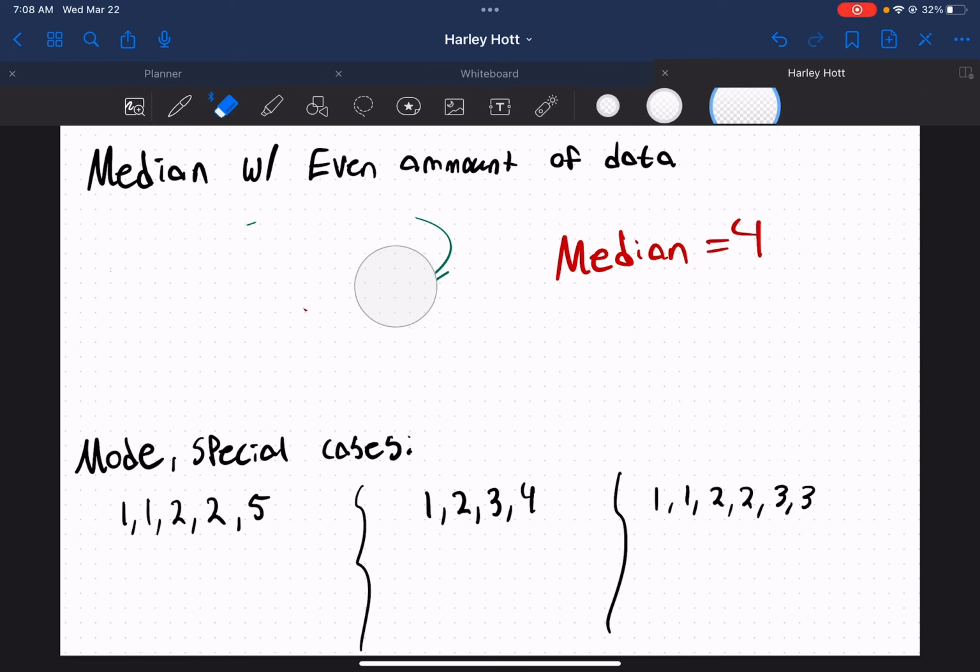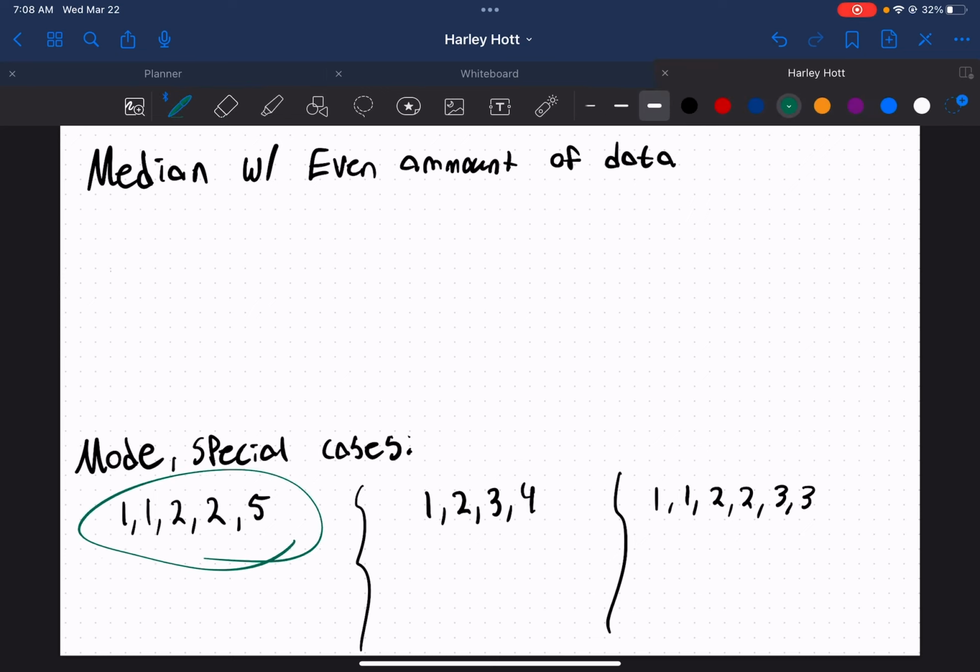Now, the mode, there are some special cases as well. Let's look down here at this data set. You'll notice that there is a 1, a 1, a 2, a 2, and a 5. No one number sticks out above the rest. 1 and 1 are very common, and 2 and 2 are very common. They're both more common than 5, but what's the mode? Is it 1 or is it 2? Well, it's actually both. The mode is 1 and 2. You can have multiple modes for one data set.